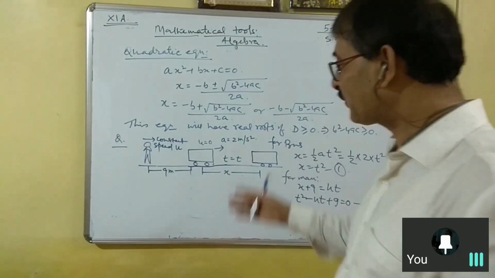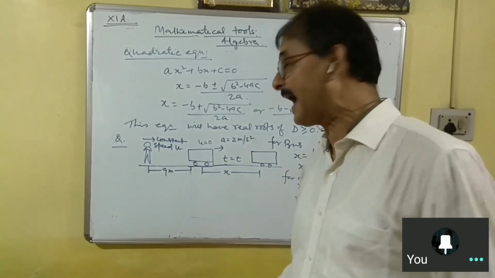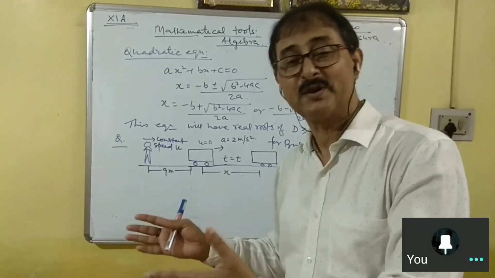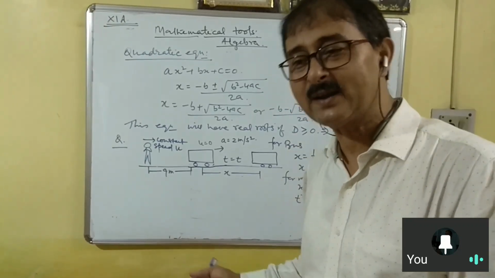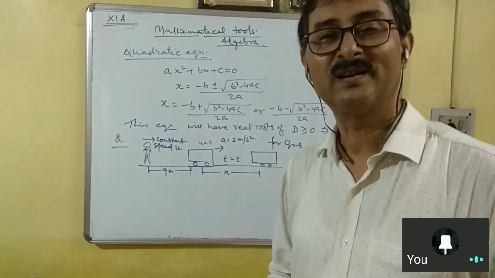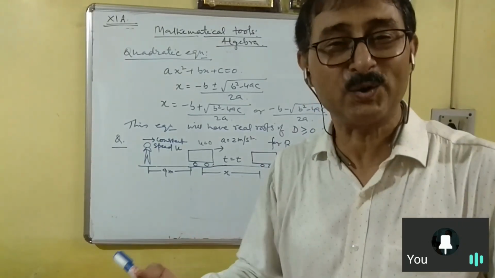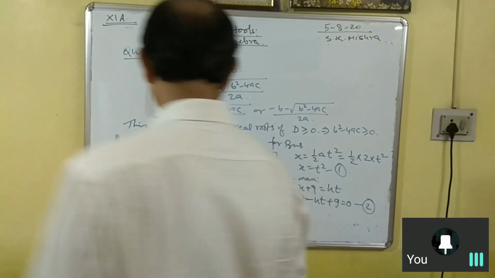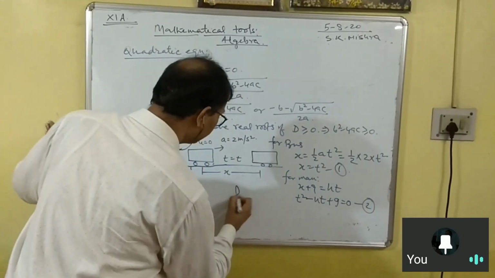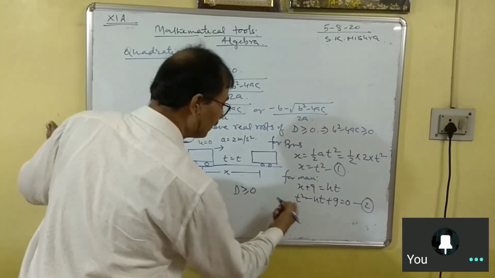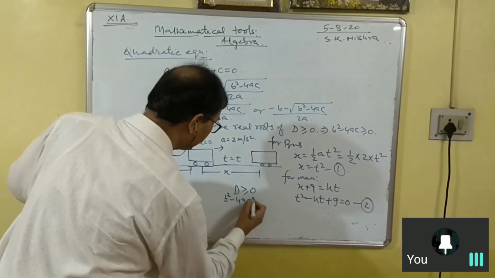Since it is a real event, it is not an impossible event. It can happen in reality. So it is a real event. It has real roots. So its discriminant must be greater than or equal to 0. That's why my motto is to understand what you mean by real roots. So since it is a real event, discriminant D must be greater than or equal to 0. Now what is D? b square minus 4ac, greater than or equal to 0.